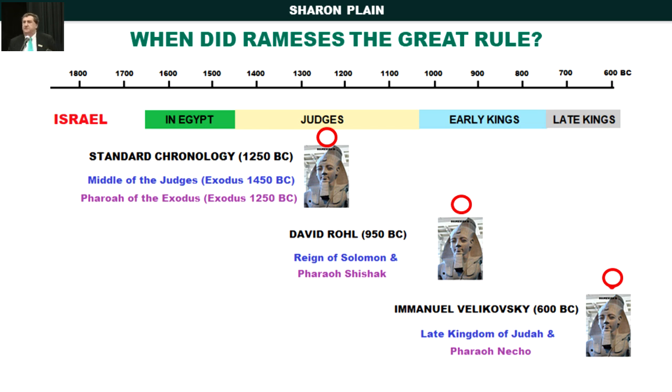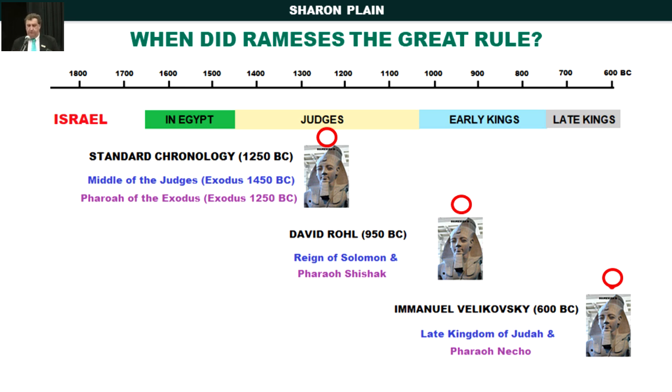Now, David Rohl places the time of Ramses the Great around 950 BC, and he believes he ruled during the latter part of Solomon's reign and into the reign of Rehoboam. Now, he believes that he was the pharaoh called Shishak in the Bible who plundered the temple of all of its treasures. Now, Immanuel Velikovsky places his reign in the latter part of the kingdom of Judah around 600 BC before it fell to the Babylonians, believing that Ramses the Great was the pharaoh that the Bible refers to as Necho.